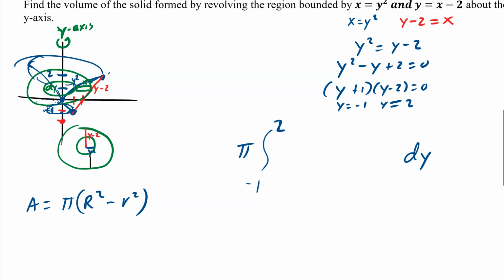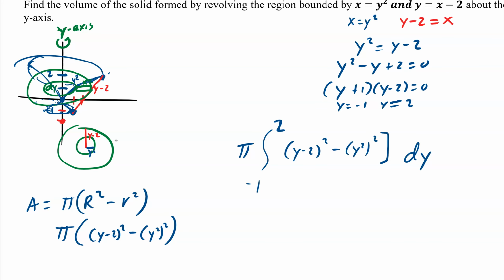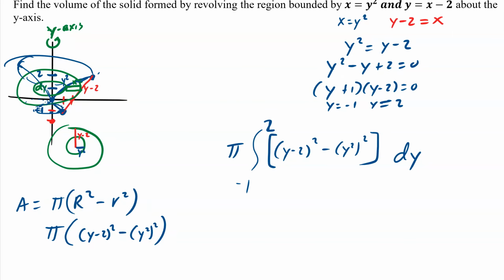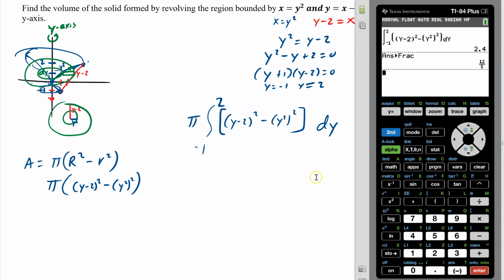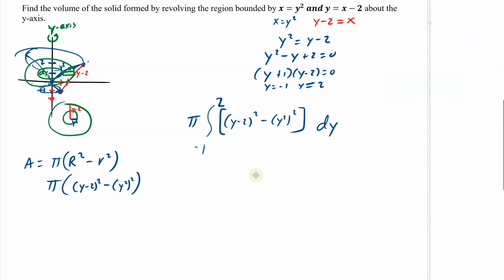So now we can just plug them in. So y minus 2 squared minus y squared squared. So that's y to the fourth. We'll leave it the way it is though, just because. So this is y minus 2 squared minus y squared squared. And you can also simplify it and do it all by hand, but again, I want to make sure that you know what you're doing, so just use your calculator at this point. So plugging it in our calculator, we get 12/5, which would be 12/5 pi.